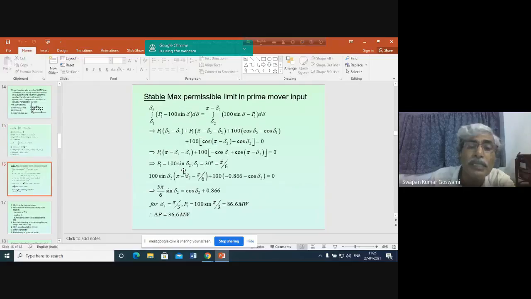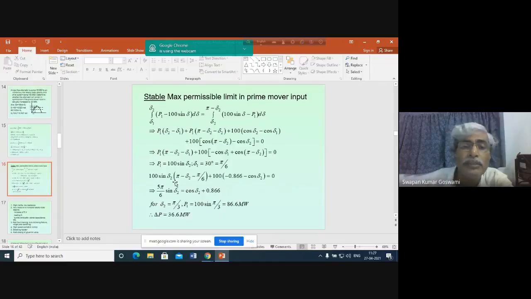The rest are basically the calculations. We will be obtaining this type of equation: 5 pi by 6 sine delta 2 equal to cosine delta 2 plus 0.866. So obviously we will be estimating some angle delta 2 and verifying whether these two sides are equal or not. In this way we have to solve this equation. You have to trial for different values of delta and adjust the value. Using a trial and error method, you have to find out the value of delta. A closed-form solution will not be possible here. So we'll be doing this.